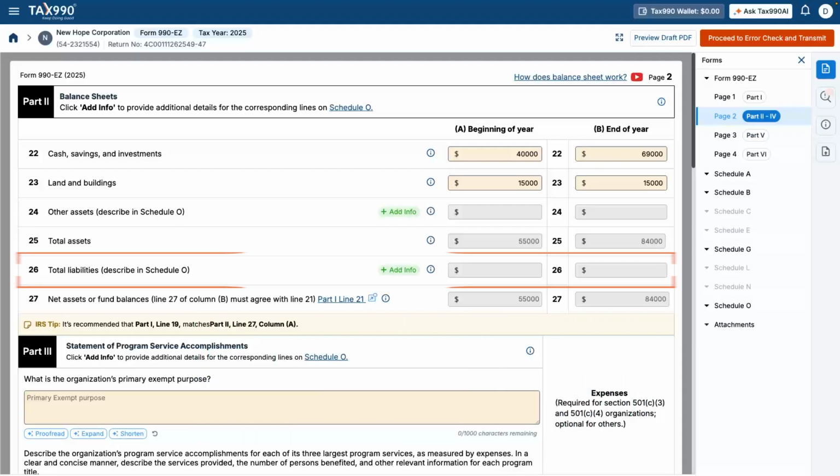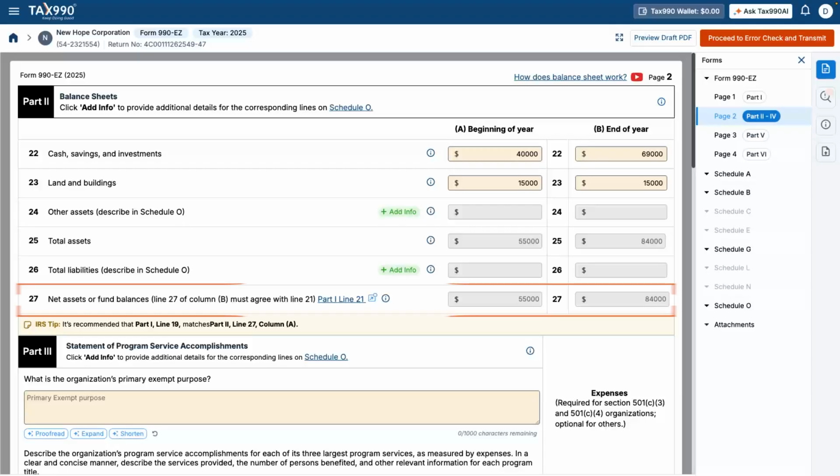Line 26, total liabilities. Liabilities represent what the organization owes. This can include loans, credit balances, and accounts payable. In our example, the organization has no outstanding debts, so we'll enter $0 in both columns. If liabilities existed, they would reduce net assets.